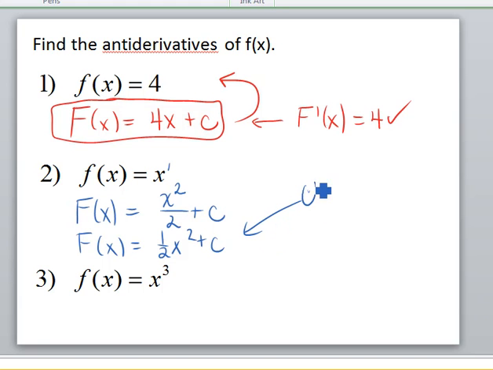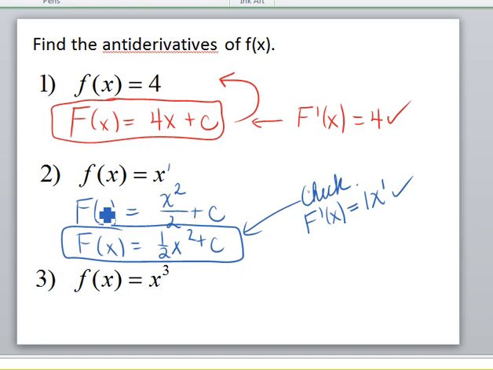Here's my check. I'm going to check to make sure I did it right. If I take the derivative of the big F, I'd bring the 2 out front. 2 times 1/2 is 1. x, lower it by 1, x to the 1. Take the derivative of the c, which is just 0. So notice how I get back to where I started. So this checks out. It does work. The antiderivative is correct. So that was my solution.